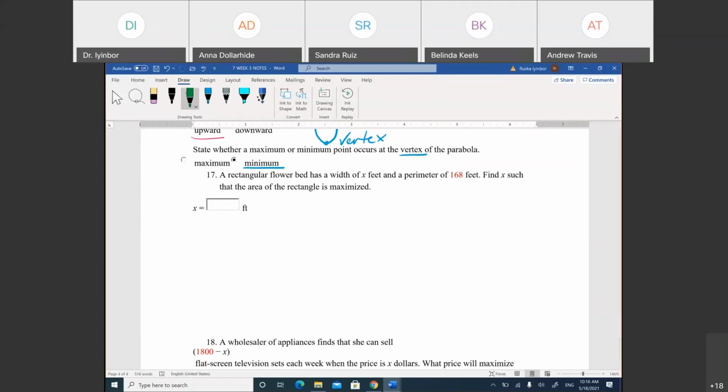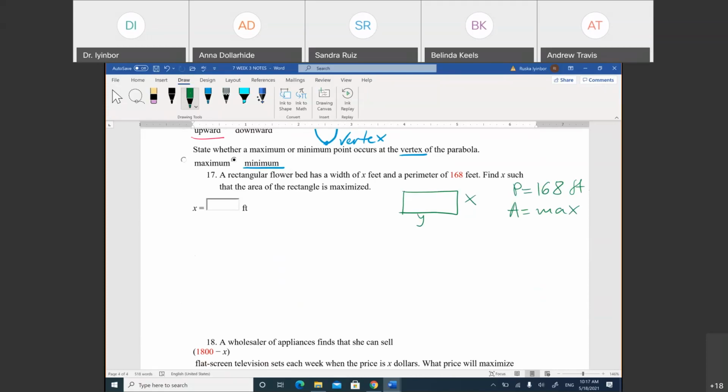We have given, let's draw a little picture here. So we have a rectangular flower bed, has the width of x, and the perimeter is 168 feet. Find x so the area is maximized. So we have maximum area, right? So here we have to use the formula for area and the formula for perimeter. So let's start. If the width is x, let's say the length is y.